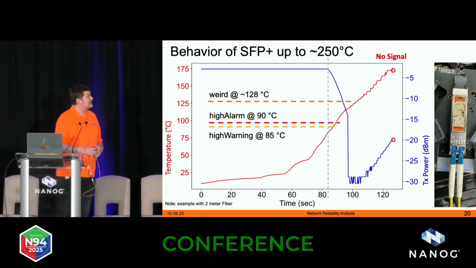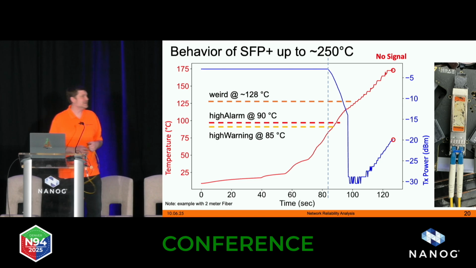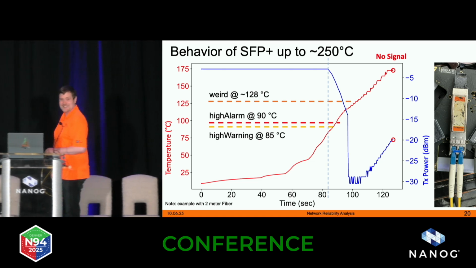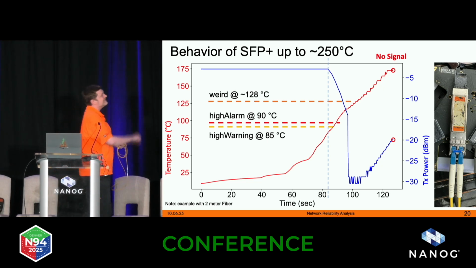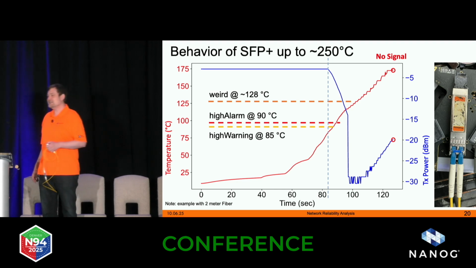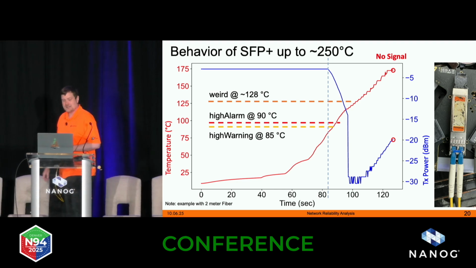I told you I was a little bit disappointed with the 120 experiment, so we ramped it up to 250 this time with a different transceiver. And it looks like this. You cannot even read the label anymore afterwards. But the more interesting question is, does this transceiver still work?